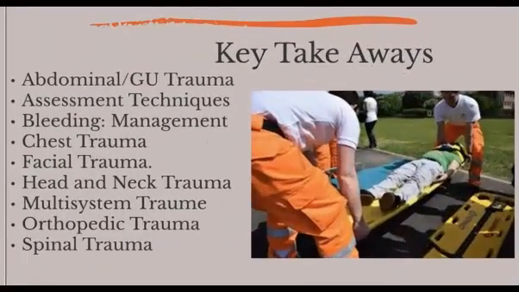Okay, so let's talk a little bit about some key takeaways that we just talked about. Now, when it comes to abdominal trauma, you need to recognize and manage injuries to those internal organs. Remember, when we're talking about the different quadrants, that upper right quadrant is going to be the liver, gallbladder. The upper left quadrant is going to be the stomach, spleen. So a lot of spleen injuries with seatbelts.